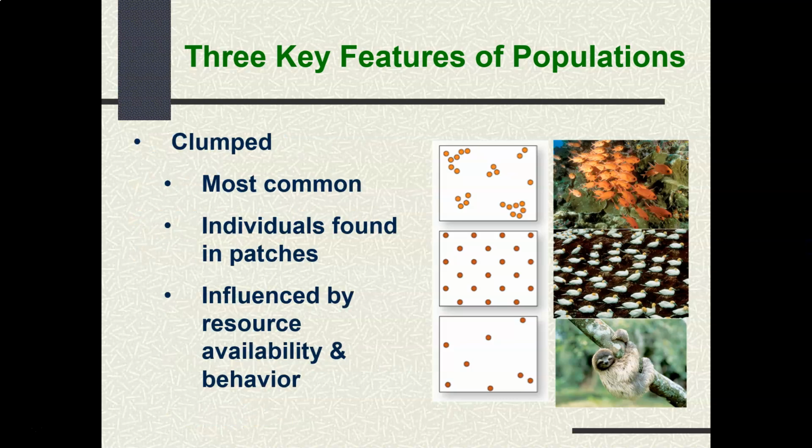So when we look at clumped patterns, these seem to be the most common types of patterns we see in populations. And we tend to find individuals within patches. And those patches often are formed around resource availability as well as behavior. So, schooling of fish, right? They will pull together in those schools as a means of protection from predators, a means of getting resources from their own prey, so on and so forth.